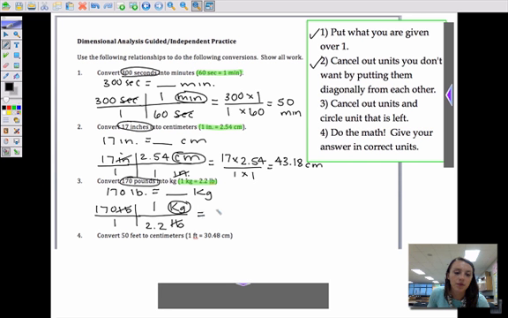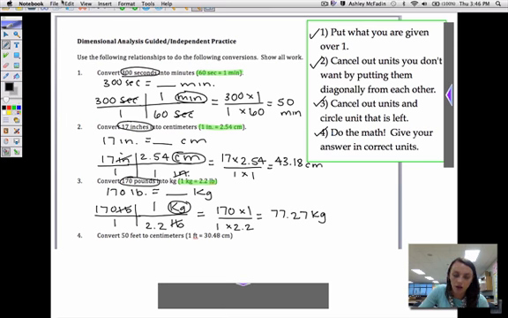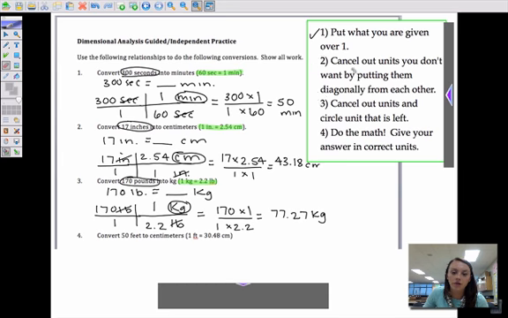The math is going to be 170 times 1, because 170 and 1 are next to each other, over 1 times 2.2. So basically, we're going to do 170 divided by 2.2, and that will equal 77.27 kilograms. So I canceled the units and circled the unit that was left, and then I did the math and I gave my answer in correct units. We're going to do one last problem together.